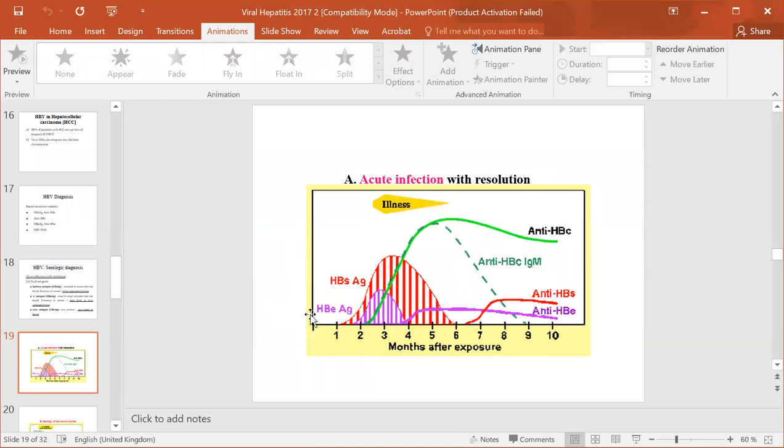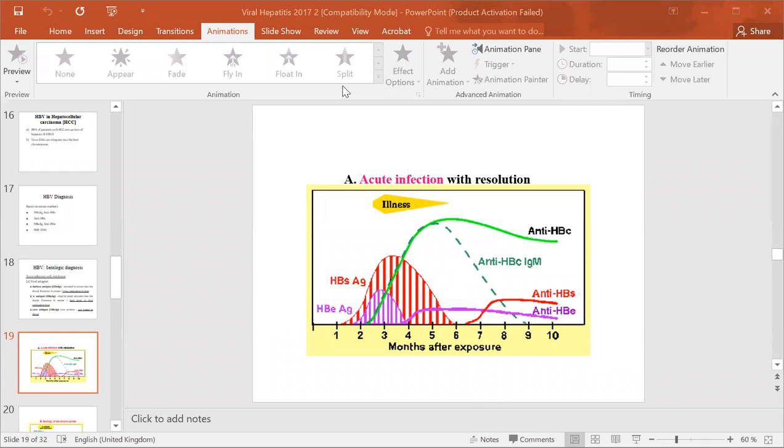So here is the time of infection, and this is the duration after you get infected. What we are seeing here are different antigens and antibodies of hepatitis B found in the blood at different time points. So number one, based on what you are seeing, which antigen would appear in blood as the first antigen? Which antigen would appear in blood as the first antigen?